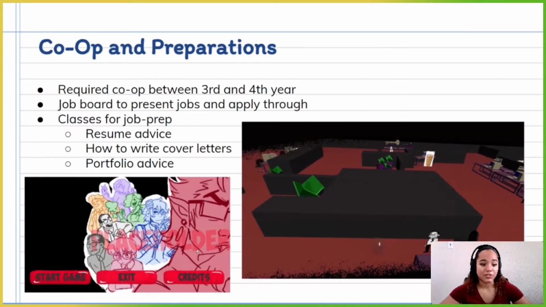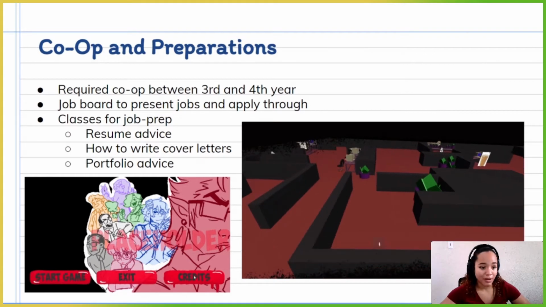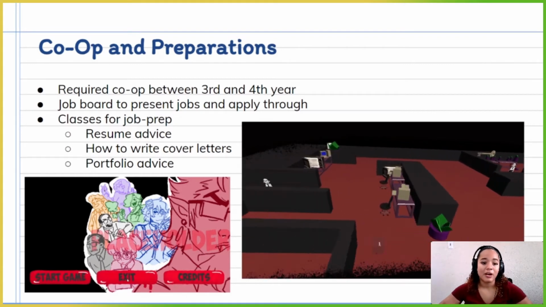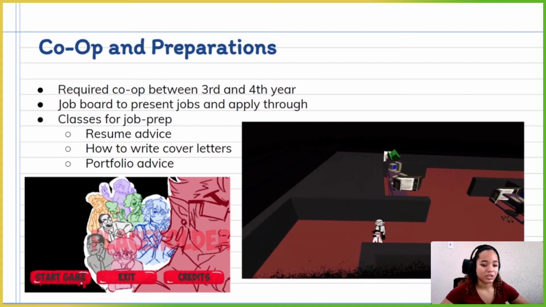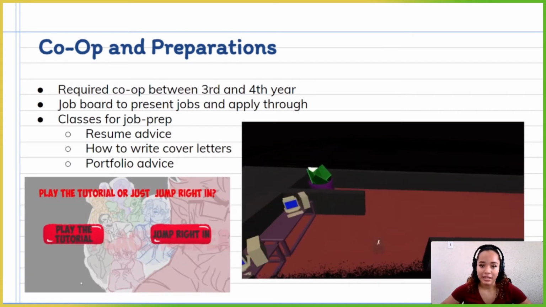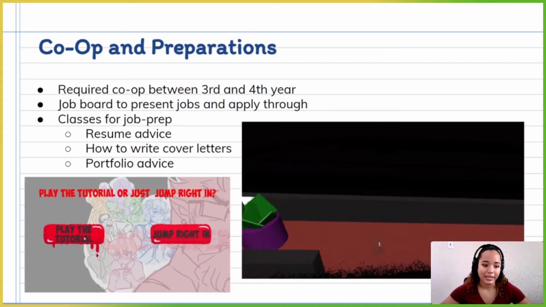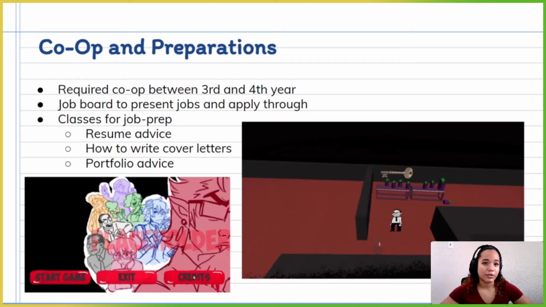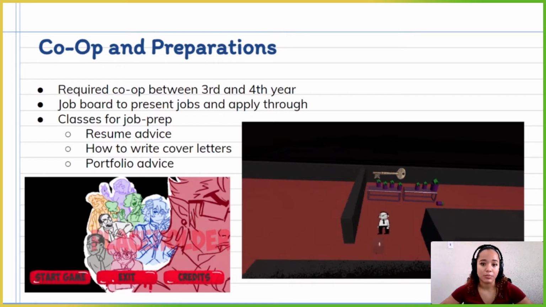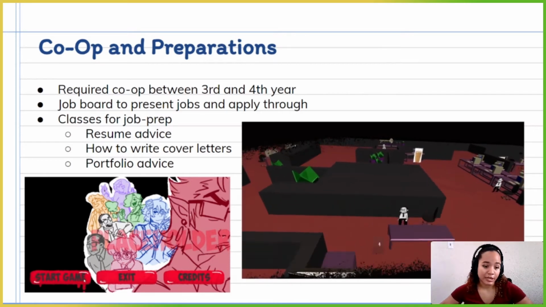Another big part of Sheridan is co-op and preparations for co-op. So if you're not familiar with what co-op is, it's basically just a work term. You have to take this time and work in the industry and get that hands-on experience. In Sheridan's case, it's offered between third and fourth year, and you have to complete it in order to graduate.